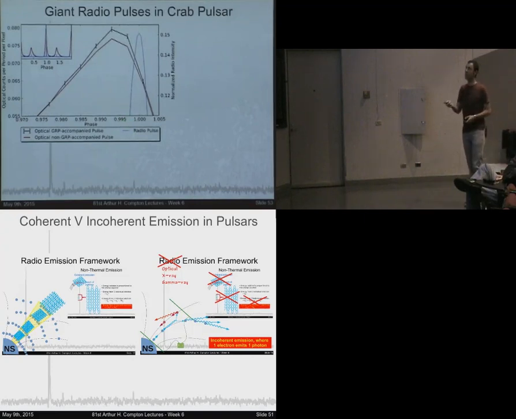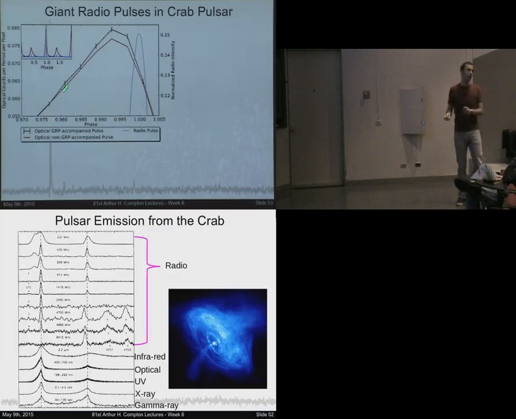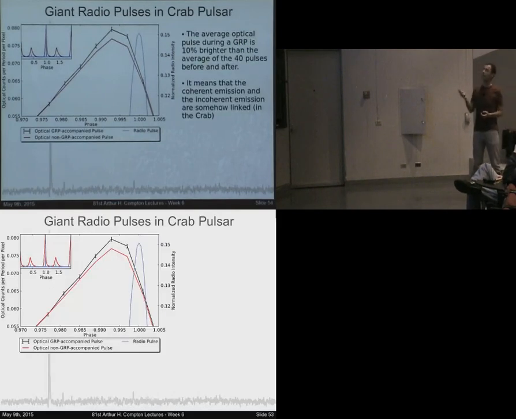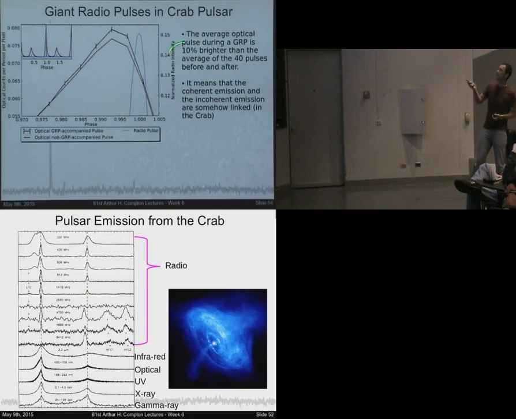And what's plotted here is, the red is the average optical pulse. If you take the 40 pulses before a giant pulse and the 40 pulses after a giant pulse and average them. So 40 pulses, this pulsar pulses 30 times a second. So if you average a second's worth of data before a giant pulse and a second's worth of data after a giant pulse, you get this red line. However, if you average the one optical pulse that happens simultaneously with the giant pulse, and you average them, you get the black line. So what this is telling you is that the average optical pulse during a giant radio pulse is, sorry, not 10 times, 10% brighter than the 40 pulses before and after.